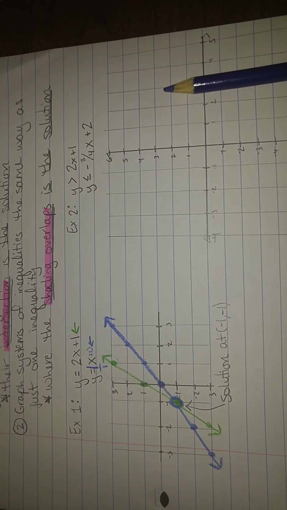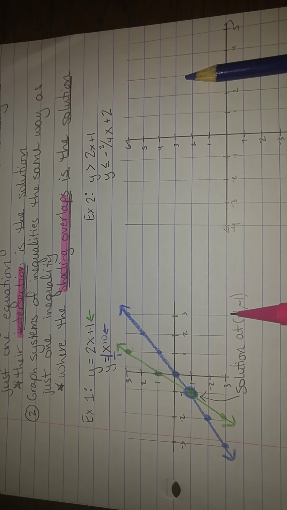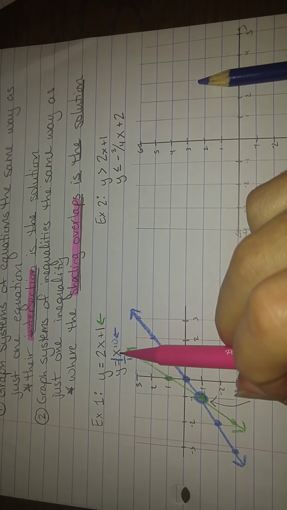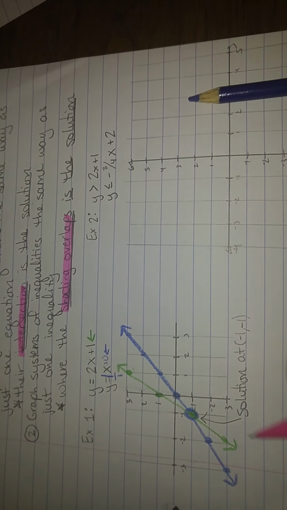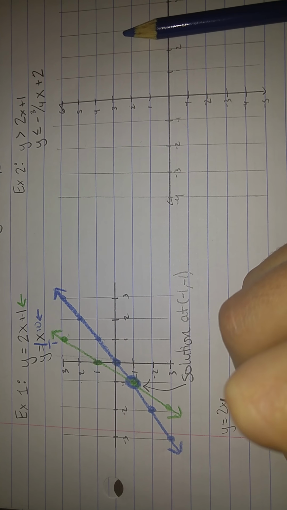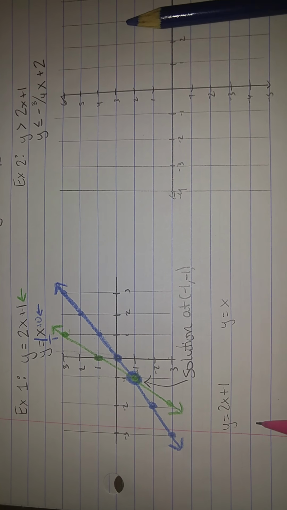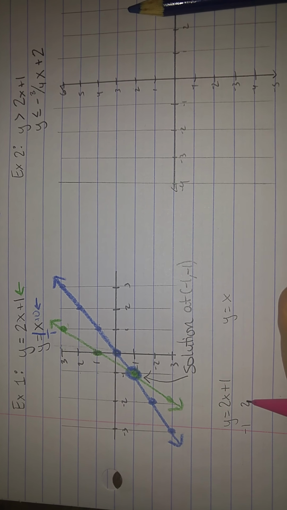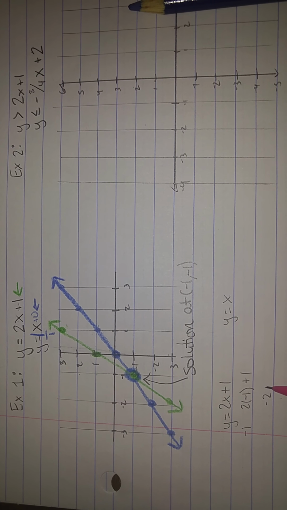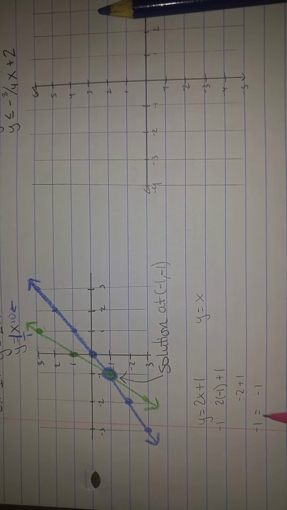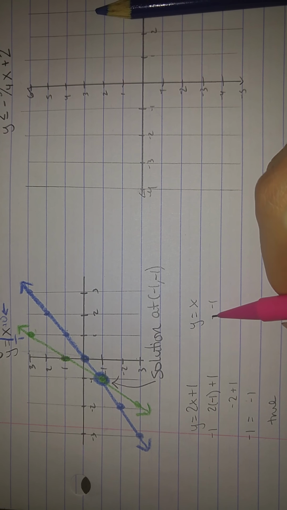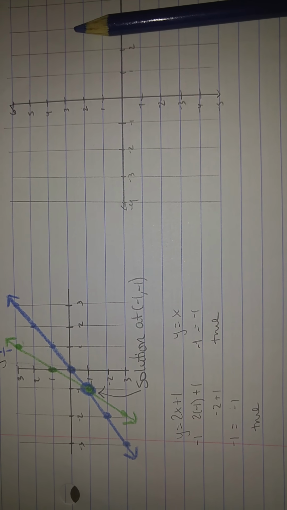What this means is when x is -1 and when y is -1, when you plug that into both equations, it satisfies both and creates two true statements. So just for reiteration of what that means, if I tried this one and used the point (-1, -1), 2 times -1 is -2, plus 1 is -1, and that does equal -1, so that one is true. And obviously -1 equals -1, that is also true.